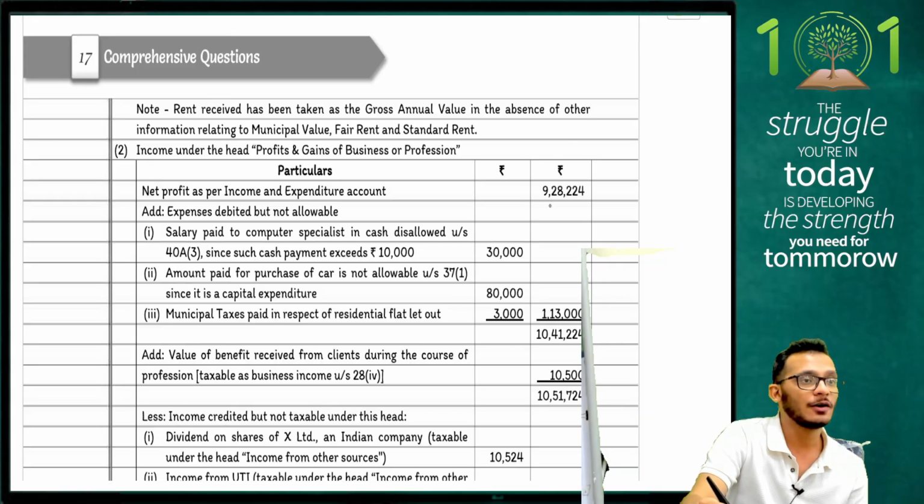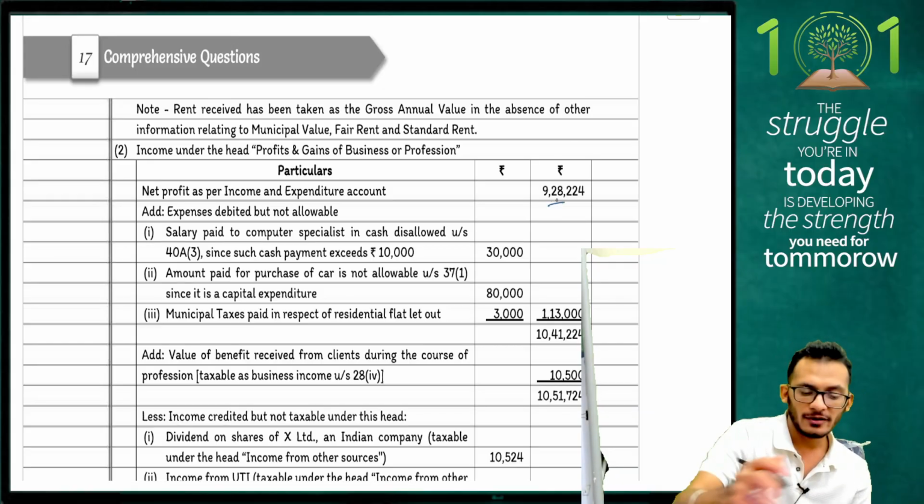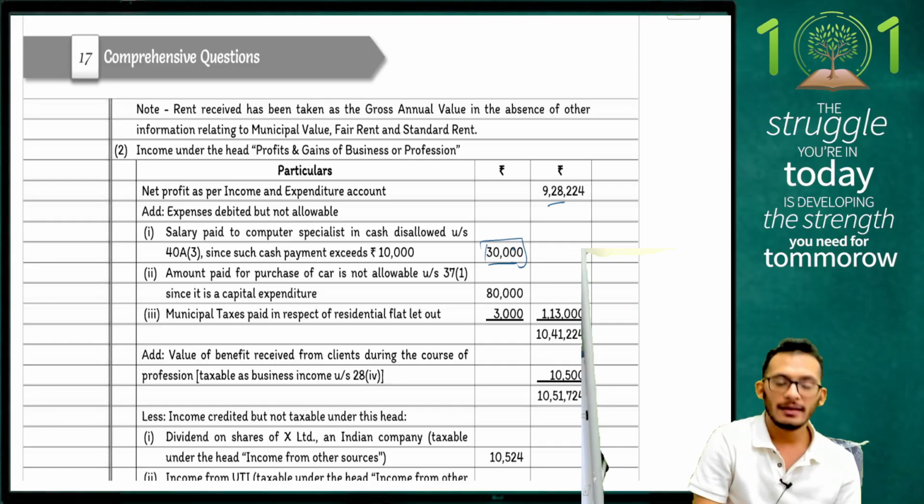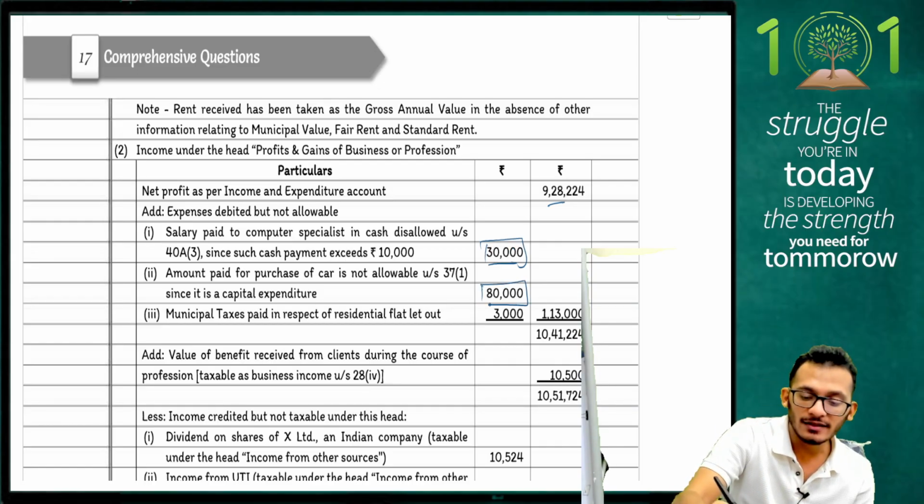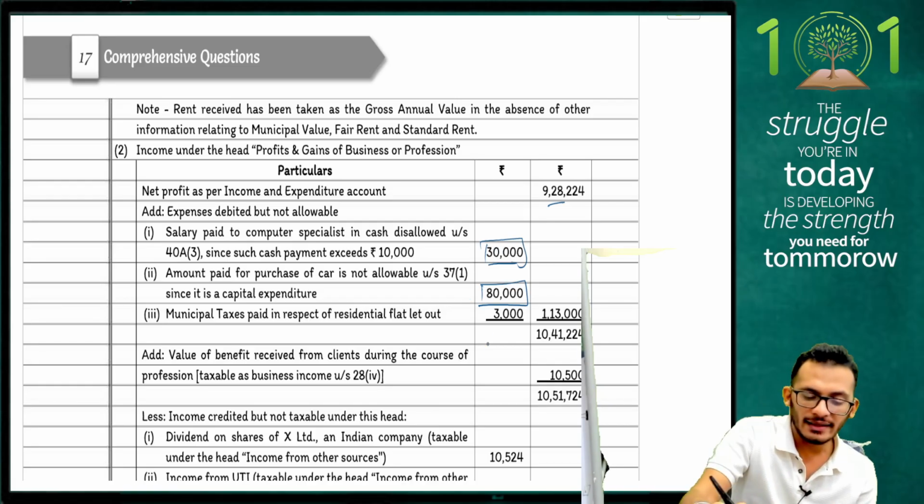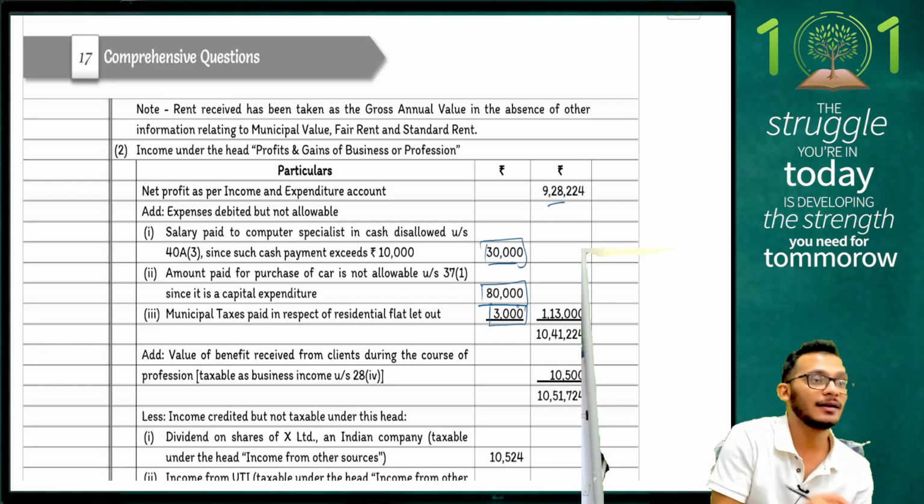Coming to the PGBP statement, what happened? I started with my net profit. I disallowed the 30,000 rupees paid to that computer specialist by cash, more than 10,000. I disallowed the 80,000, which is the purchase of the car, for capital nature. Then I disallowed the municipal tax because I have to take it under the HP chapter.